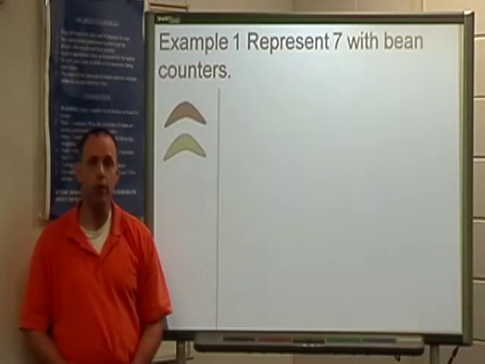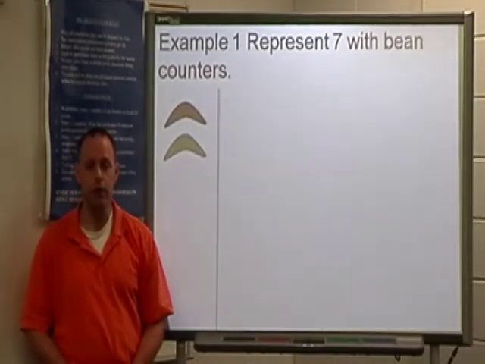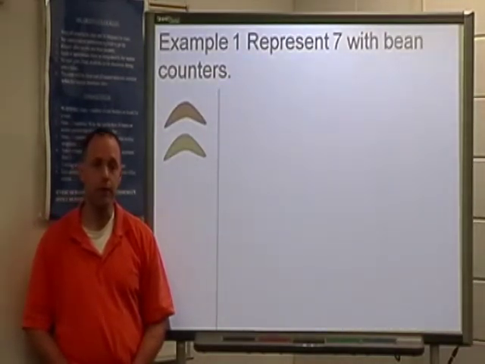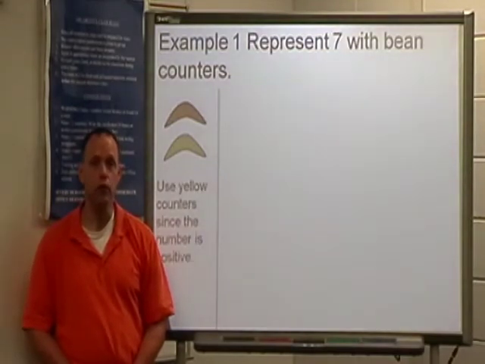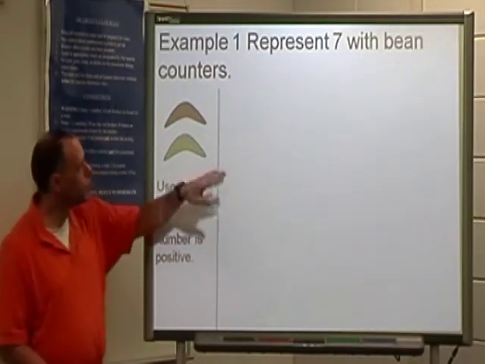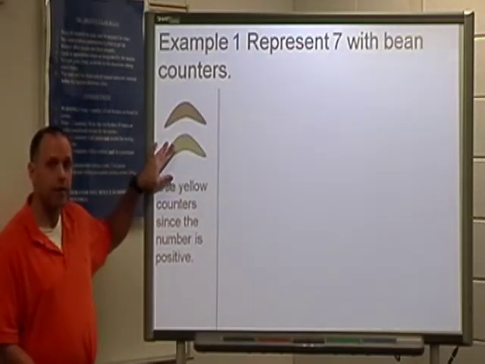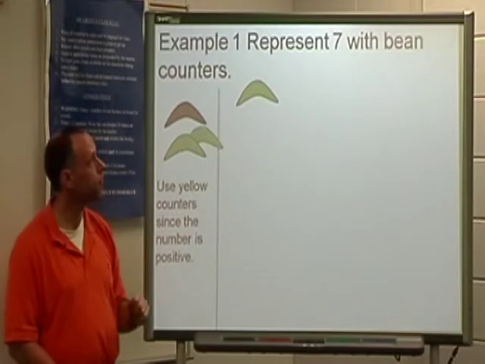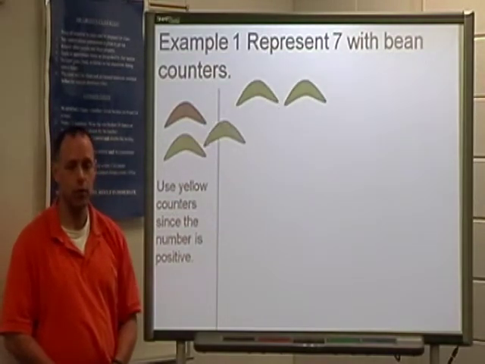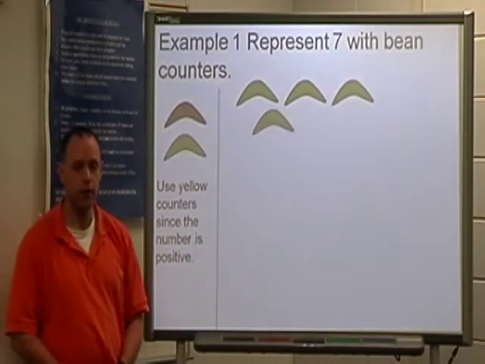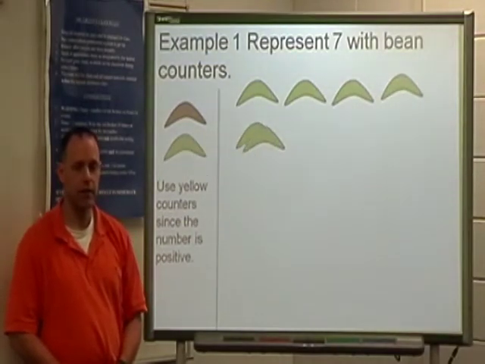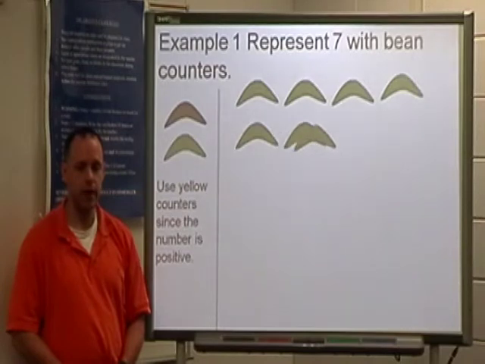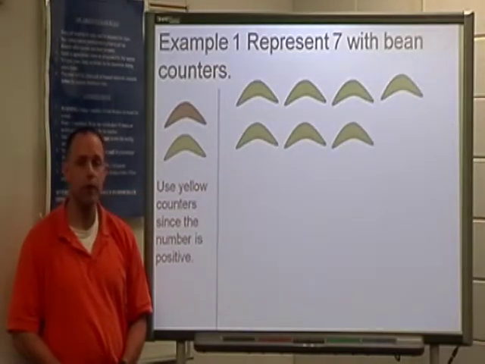I want to represent the integer +7 using the bean counters. Now, since the 7 is positive, I need to use yellow bean counters. So in my pile of counters, I need to slide over into my workspace 7 yellow bean counters. 1, 2, 3, 4, 5, 6, and 7. So this is how you represent the integer +7 using the bean counters.